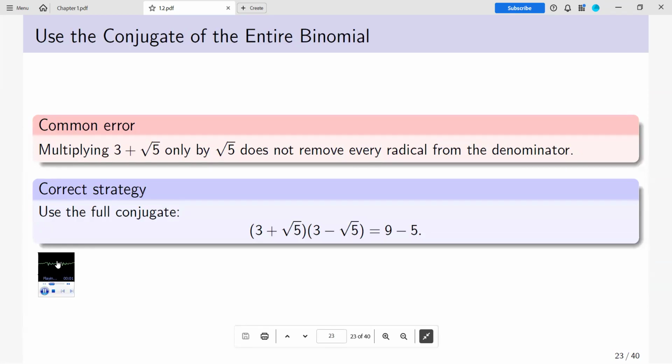The conjugate must include both terms of the binomial. Multiplying only by the radical creates more radical terms instead of eliminating them, which is algebra's version of putting out a fire with confetti.